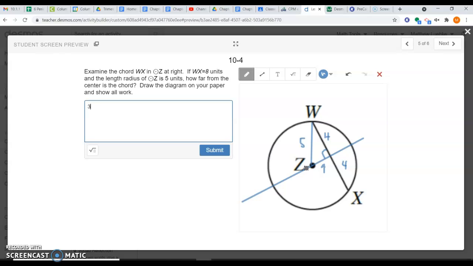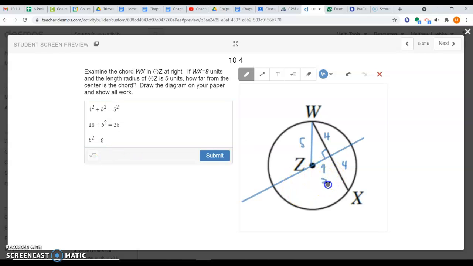Or even possibly, you can just say that I know this length is 3 because of the Pythagorean triple 3, 4, 5. If not, you could say that a squared, which could be 4 squared, plus b squared equals 5 squared, because that's a squared plus b squared equals c squared. That is 16 plus b squared equals 25. That is b squared equals 9. And if I square rooted both sides, I would see that it was in fact 3 right here.